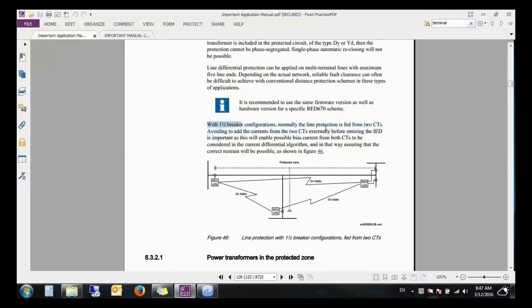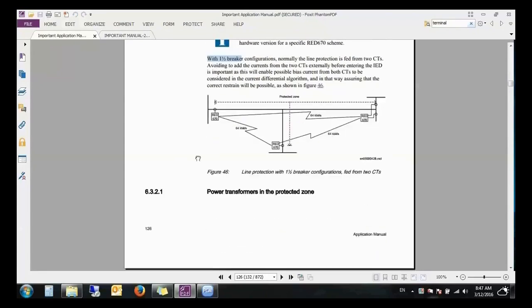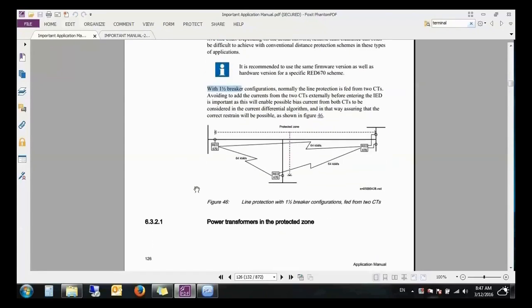It's also not preferable to gather the currents outside first. What does he mean by this? Now, the restraint here in ABB, what is it exactly? What is important? It's also not preferable with the currents outside first, as this will enable possible bias current from both sides to be considered in the differential algorithm. And in that way, assuring that the correct restraint will be possible. Do you understand what he's trying to convey here?